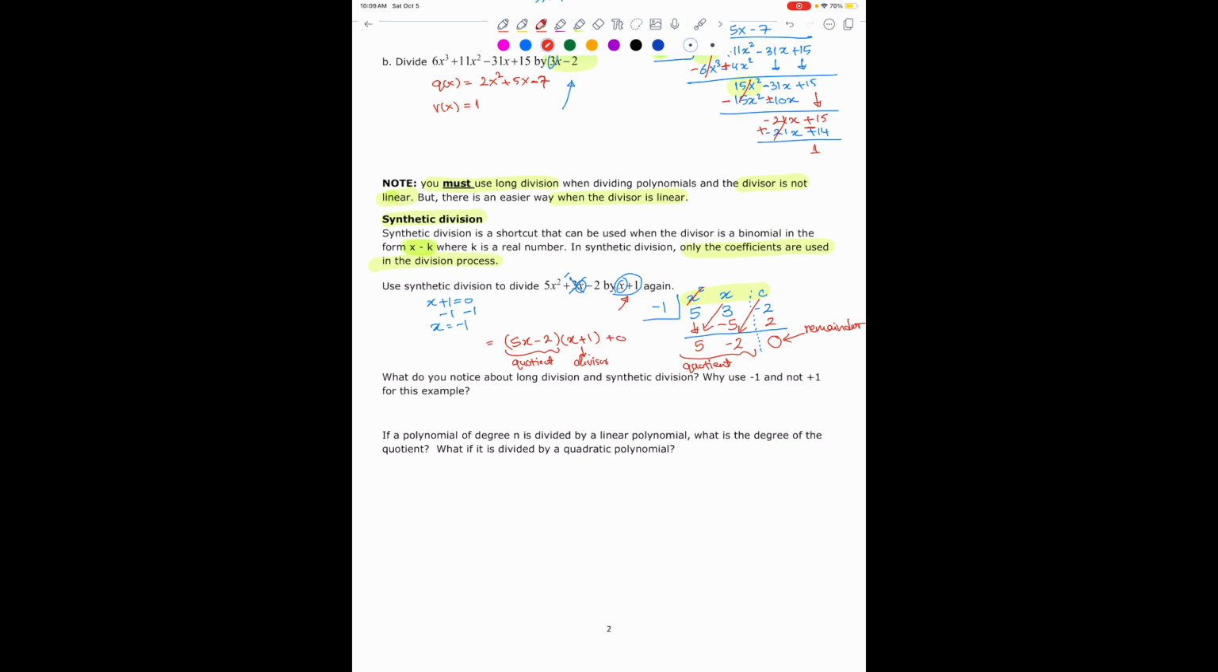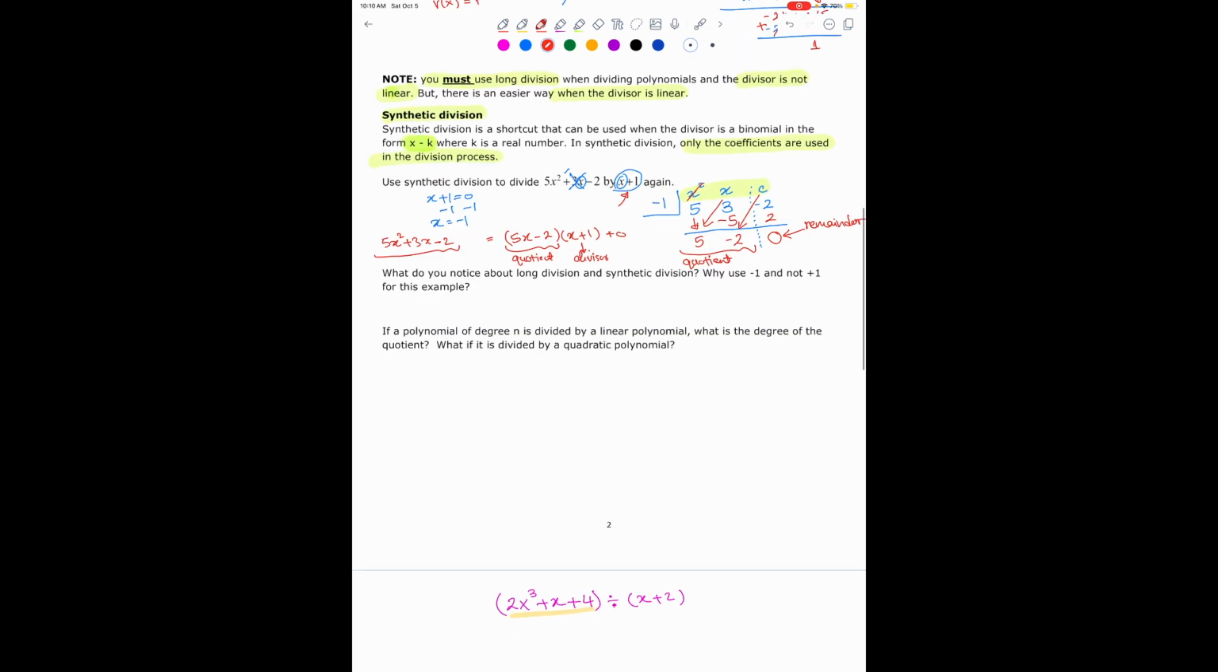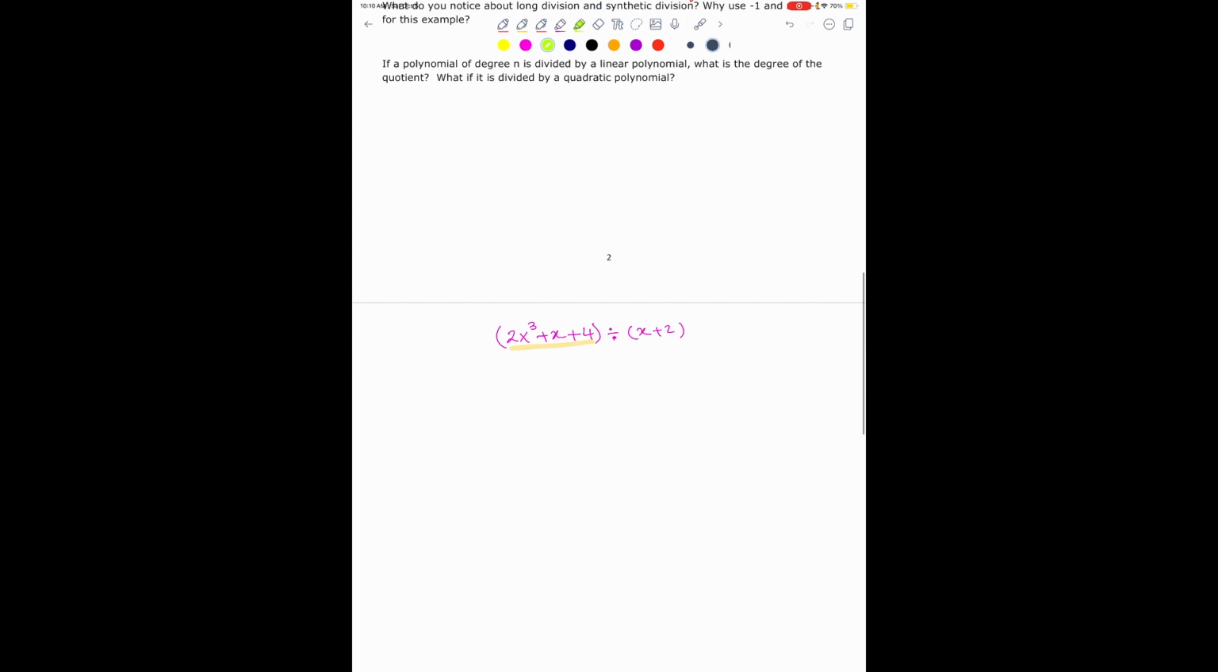So we say f of x, or 5x squared plus 3x minus 2, equals the quotient times the divisor plus the remainder. So notice that the quotient is 1 degree less than the original function that we're dividing, or the dividend. That is one of the observations that you can make. And notice how when we divide with the divisor, we have to find what the value of x is and divide by that value. Let's try another one. Here is an example.